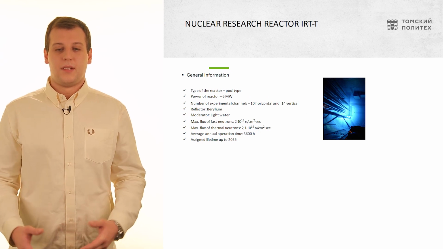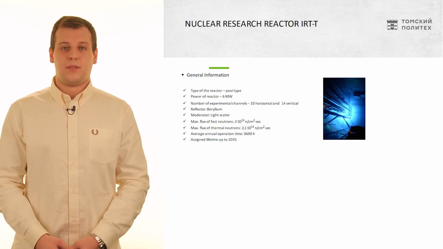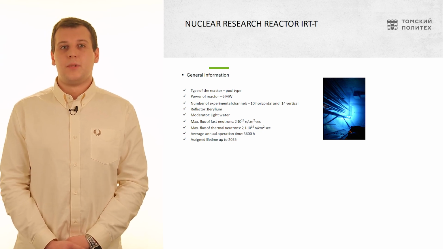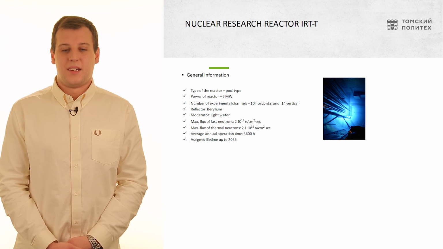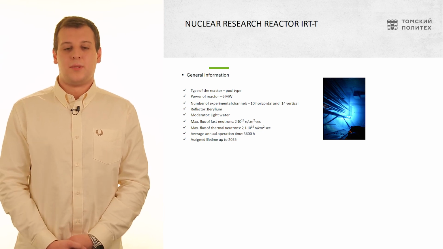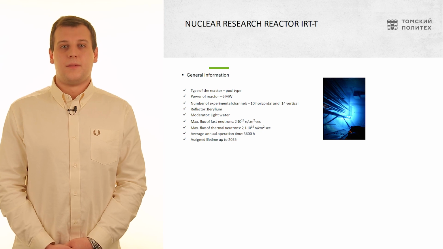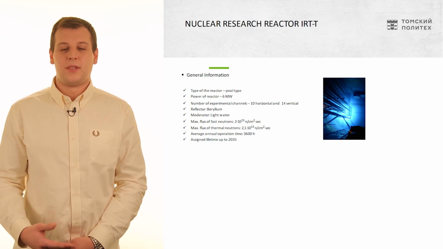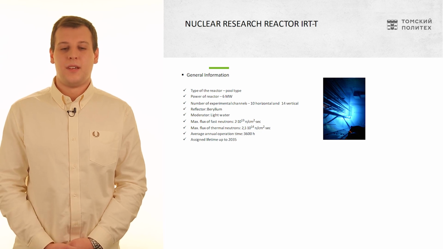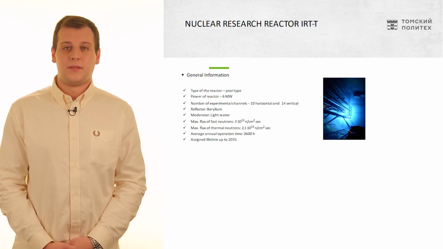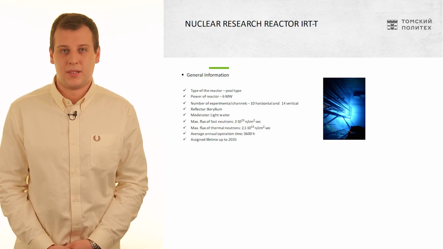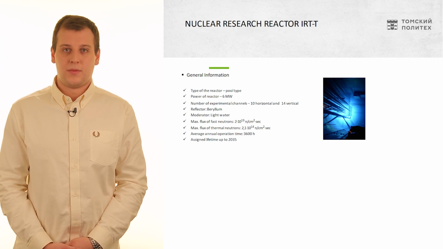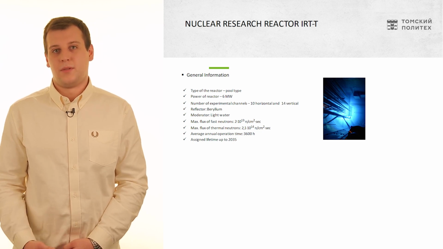Again, in short, about Tomsk Research Reactor: it is a pool type reactor. This is a really important point, because we can clearly see the reactor core, as you can see in the photo. And we have a large number of possibilities for experiments. These are 10 horizontal and 14 vertical experimental channels, again for different purposes of irradiation of samples, for subsequent analysis.